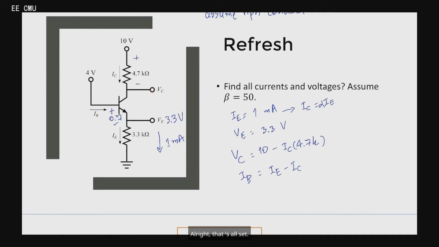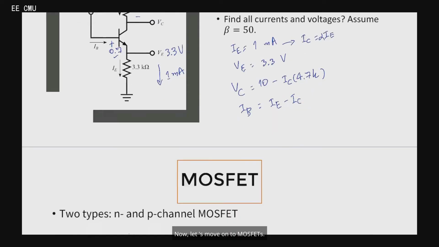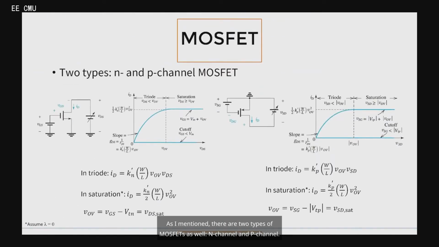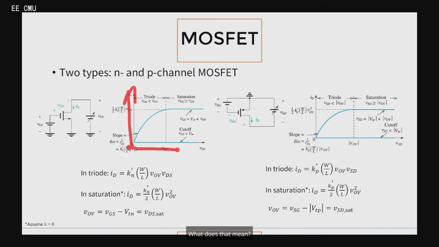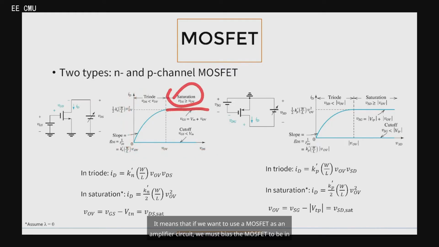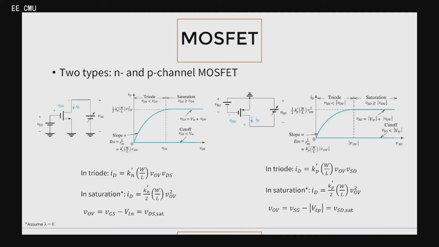Alright, that's all set. Now, let's move on to MOSFETs. As I mentioned, there are 2 types of MOSFETs as well, N-channel and P-channel. The symbols look like this and this as well. The graph looks like this, where the current starts to become constant in the saturation region. What does that mean? It means that if we want to use a MOSFET as an amplifier circuit, we must bias the MOSFET to be in this region only.